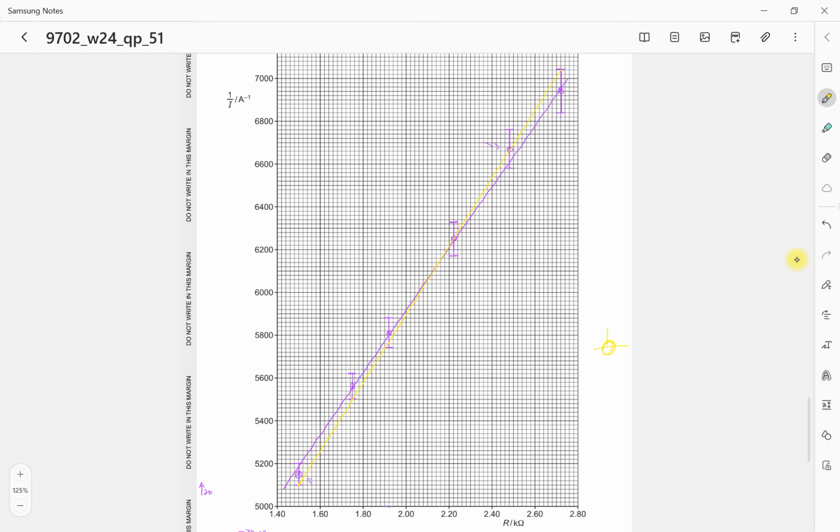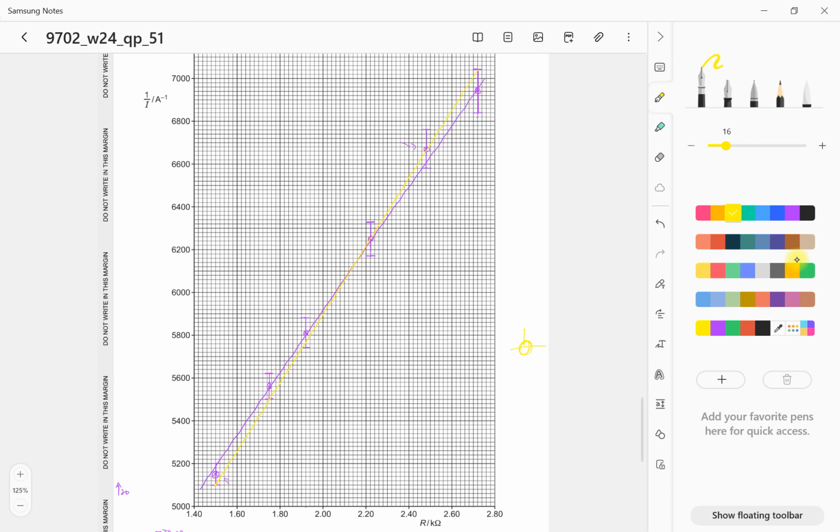I don't know whether yellow is visible, but let me change the color for that. Maybe I should use brown? I'm trying to join the top of the top error bar to the bottom of the bottom error bar, but ensuring that all the error bars are being crossed. If they're not being crossed, of course, you adjust just to ensure that they're all being crossed.